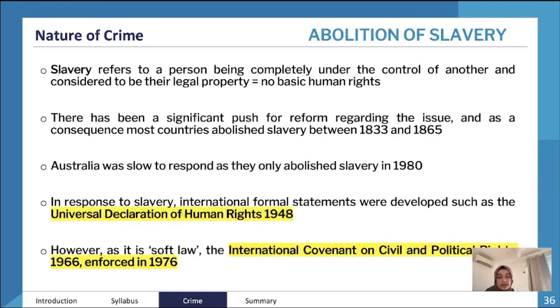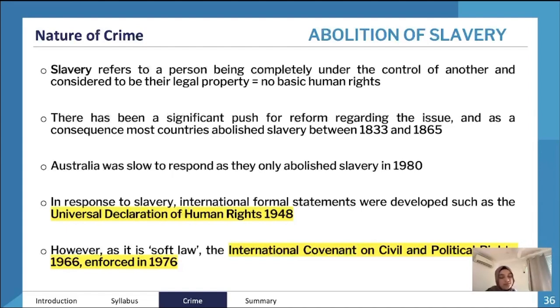So in response to slavery, international formal statements were developed, such as the UDHR 1948, which is also referred to as the Universal Declaration of Human Rights, an international document. It is not something that is Australia specific. It's a formal statement, a recommendation or guideline for people to follow, but essentially states have their own decision to make as to whether they would like to implement that into their own system of laws, or not.